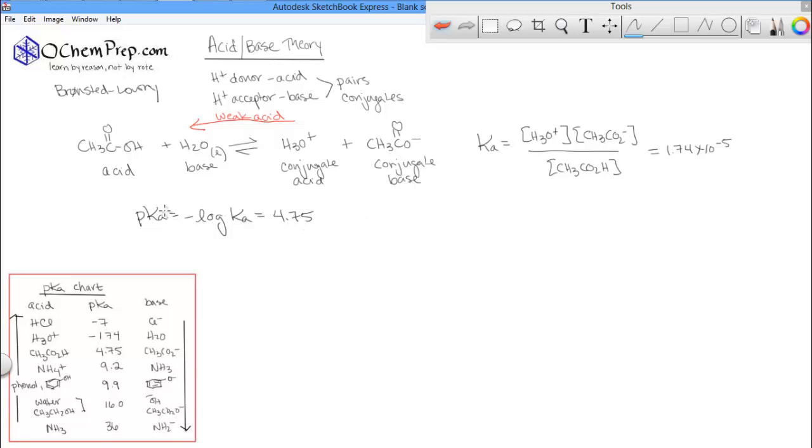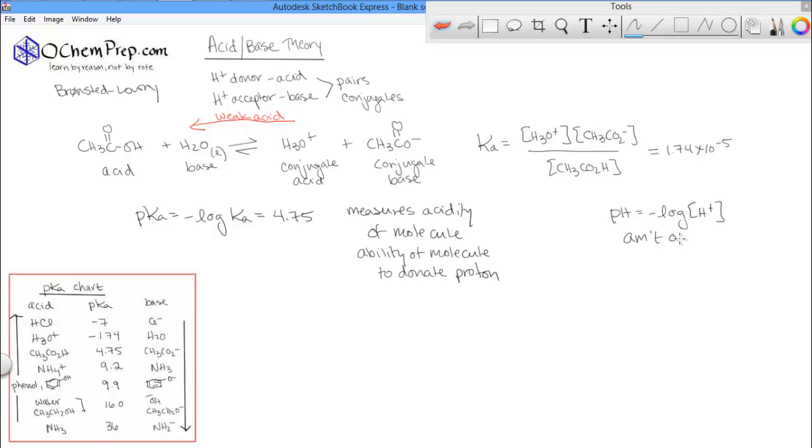Now, a couple things. pKa is not the same as pH. pKa measures the acidity of the molecule, in other words, how much the molecule wants to donate a proton. pH, on the other hand, is equal to the negative log of the concentration of the H+. And that measures really the amount of H+ in solution. So it is a measure of the acidity of a solution.